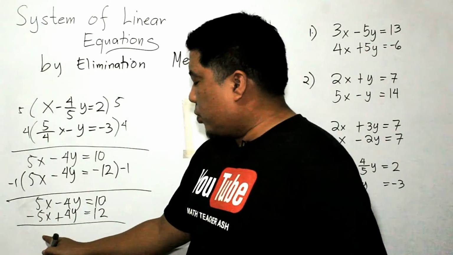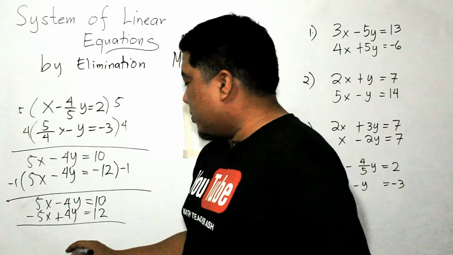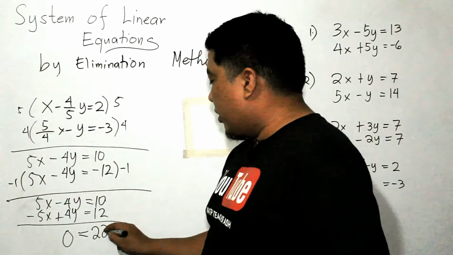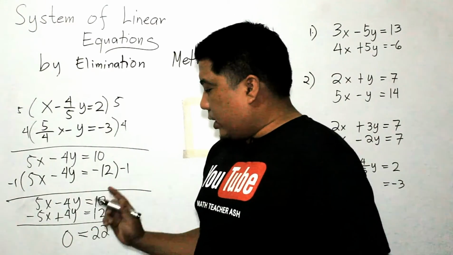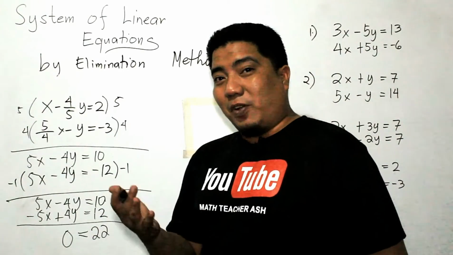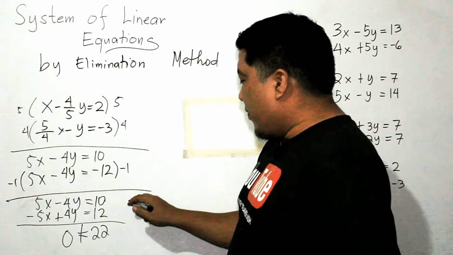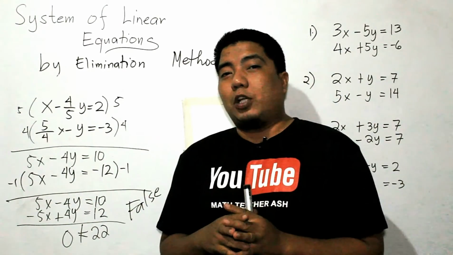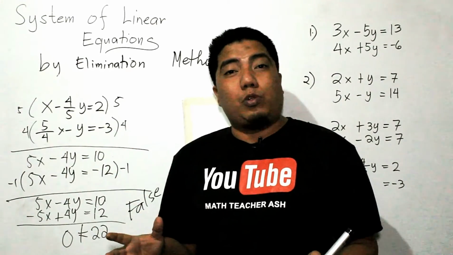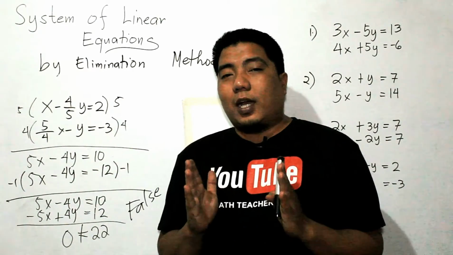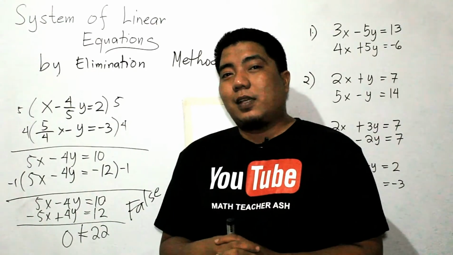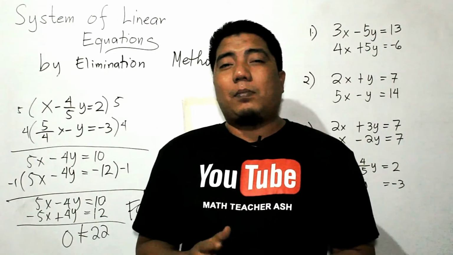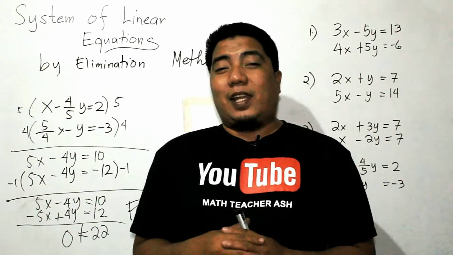Now, if I add this, this will become 0. If I add this, this will become 0. So, that is 0 is equal to 10 plus 12, that is 22. 0 is equal to 22. Is that true or false? Of course, that is false. And remember that if it is false, it has no solution. Therefore, your system has no solution, meaning they are parallel with each other, and the nature of your system is inconsistent. So that summarizes our discussion on solving system of linear equations by the use of the elimination method.